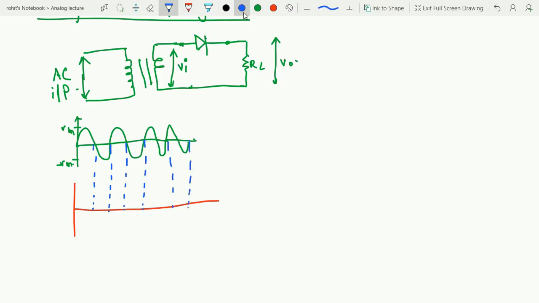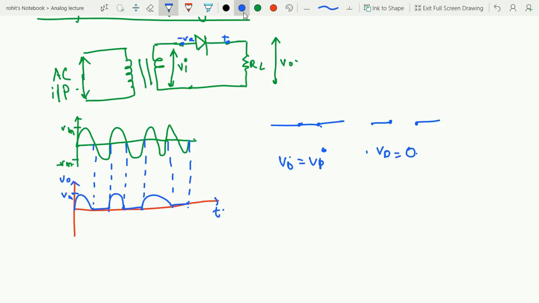See, in the positive half cycle, P is positive with respect to N, so we can replace the diode with a short circuit switch. It will conduct, so V0 is equal to VI in the positive half cycle. In the negative half cycle, it is reverse biased, so it will behave like an open circuit, and V0 is equal to 0. So the output will be like this: the positive half cycle the same as VI, then 0, same as VI, then 0. This is V0, with peak VM.